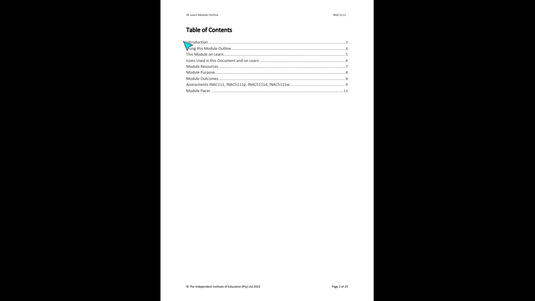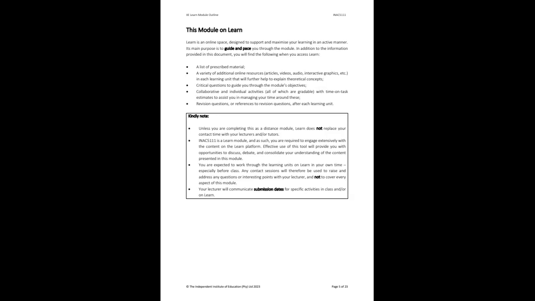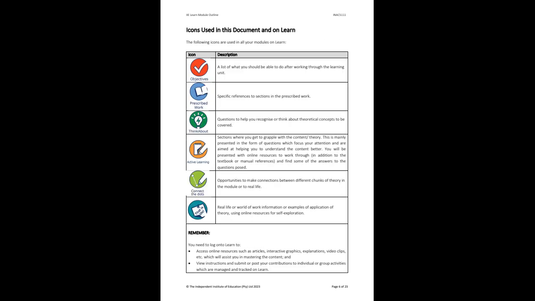If you have a look at the table of contents, you'll see, okay, that's not too helpful, but they've got using the module outline, Learn. So this guides you through. These are the icons that you will find if you log on to Learn and you go through each of the learning units on Learn itself. They explain what each of those icons means. They also have a page in here with all of your prescribed materials. So here you'll see module resources as your prescribed materials. So they've got here the textbook, but this includes the workbook as well.